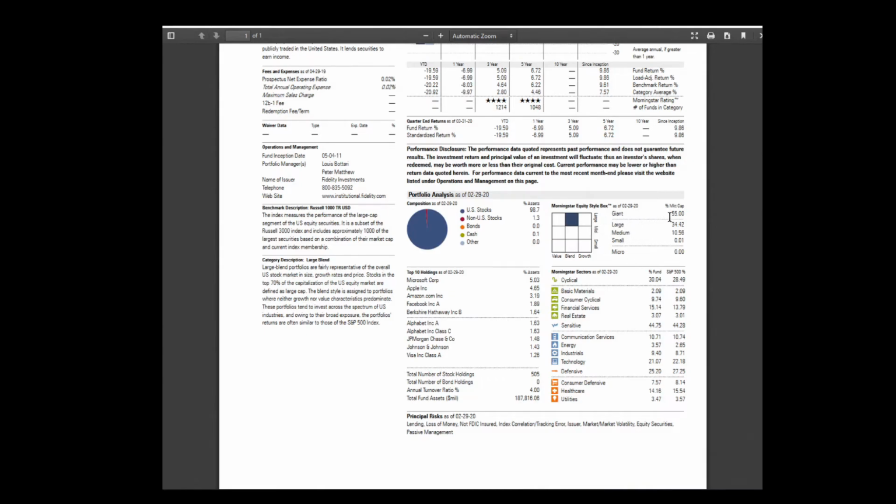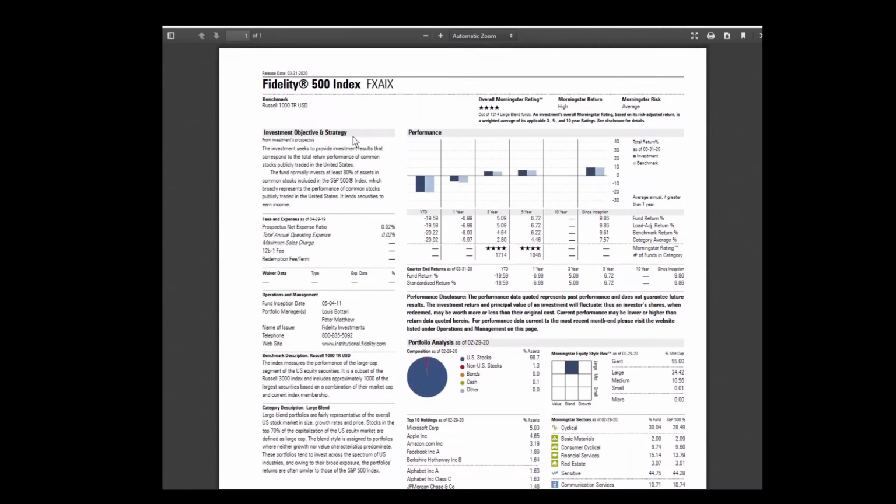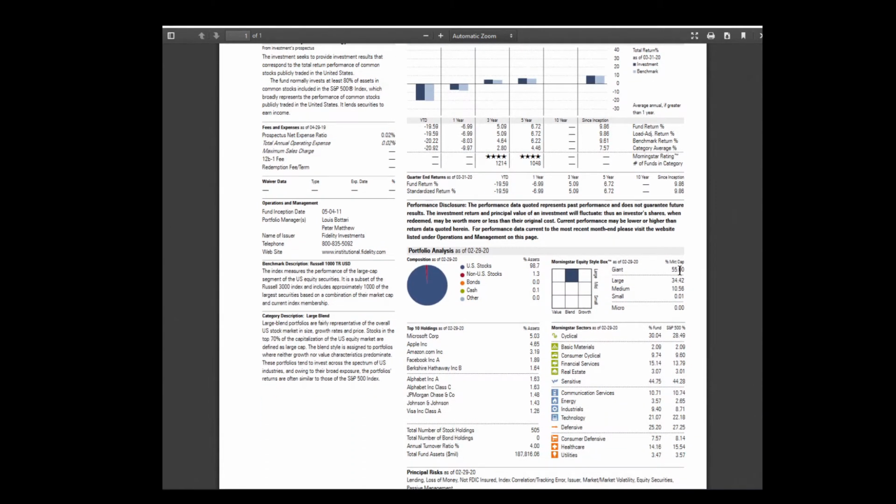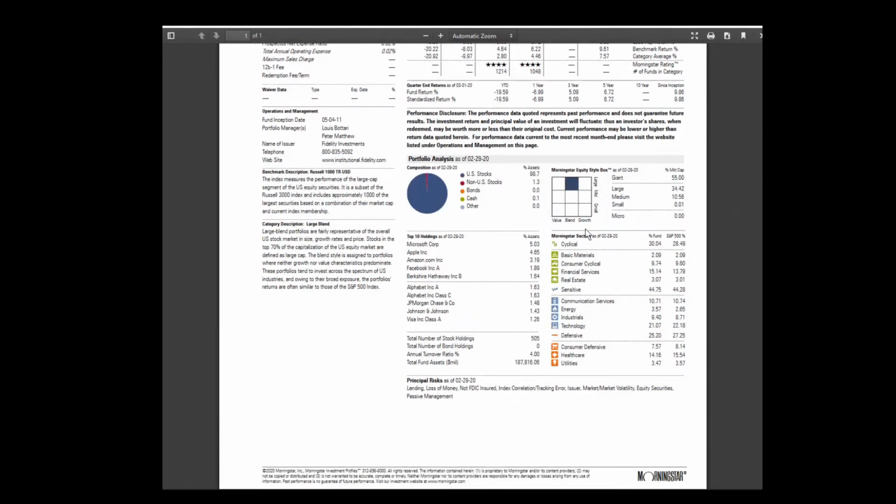Now, naturally, the giant and large categories are very much overrepresented, and that's done on purpose. This is an S&P 500 fund. The S&P 500 is generally the largest 500 U.S. companies. So it makes sense that 89% of their total holdings is in giant and large companies. It makes sense because it's the largest companies in the U.S. And then you've got value, blend, and growth.